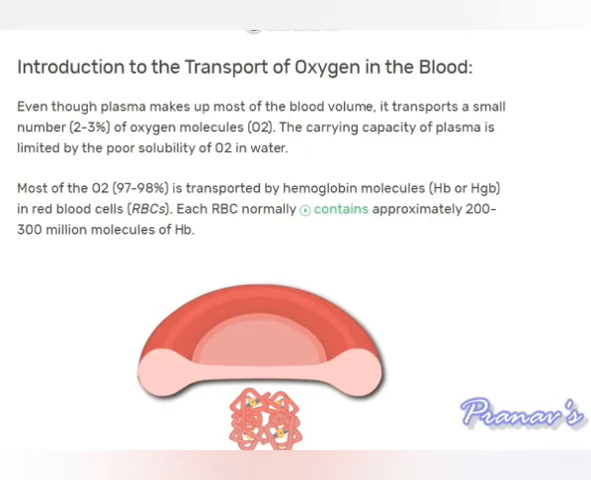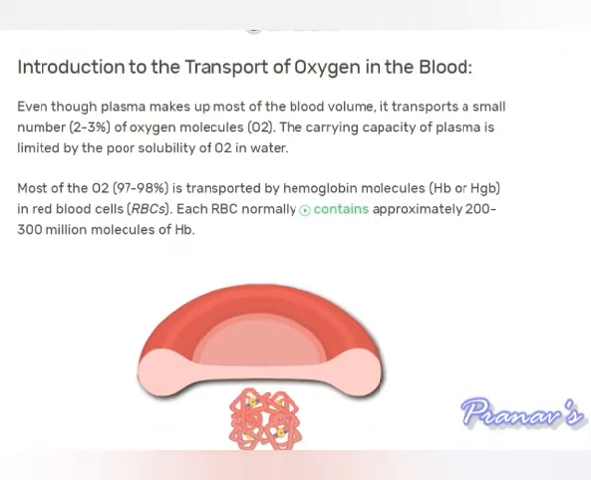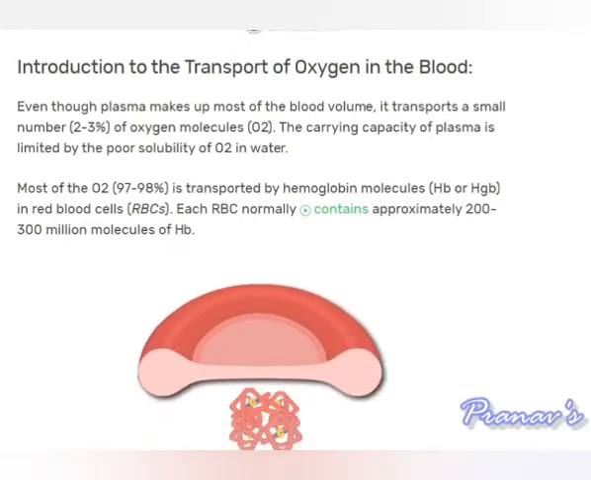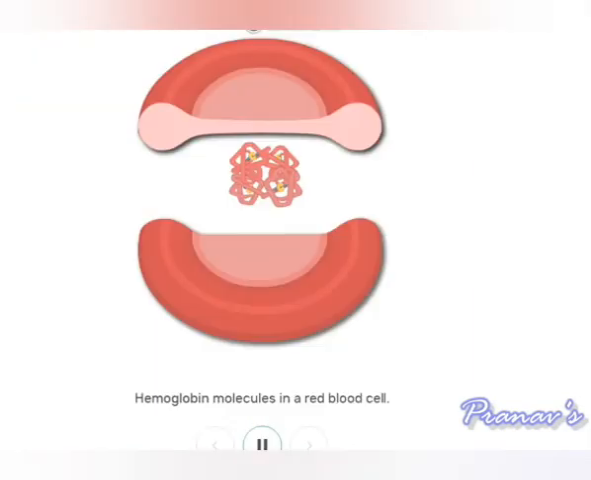Now we'll discuss the transport of oxygen in the blood. Even though plasma makes up most of the blood volume, it transports a small number of oxygen molecules, that is 2 to 3%. The carrying capacity of plasma is limited by the poor solubility of oxygen in water. Around 98% of oxygen is transported by hemoglobin molecules in red blood cells. Each red blood cell normally contains approximately 200 to 300 million molecules of hemoglobin.